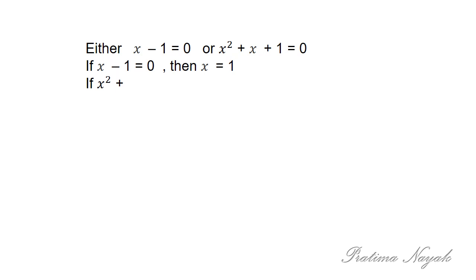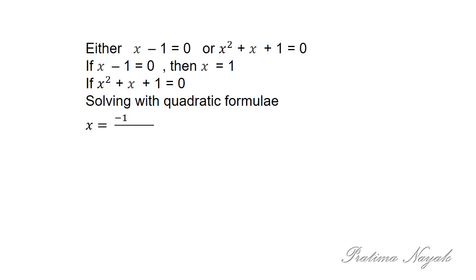Now from x minus 1 is equal to 0, we get x is equal to 1, which is a real number. And from the second factor, x square plus x plus 1 is equal to 0, we'll solve it by the quadratic formula: x equals minus b plus or minus under root of b square minus 4ac, over twice a. So we'll get x is equal to minus 1 plus root 3i over 2, and x is equal to minus 1 minus root 3i over 2.